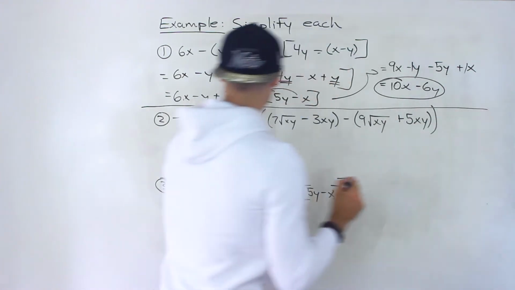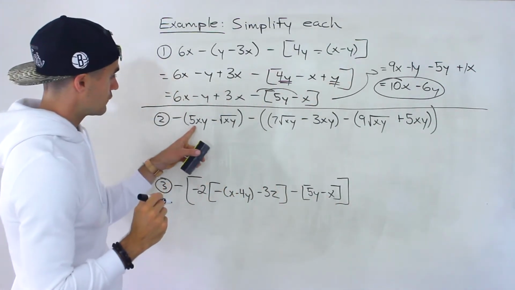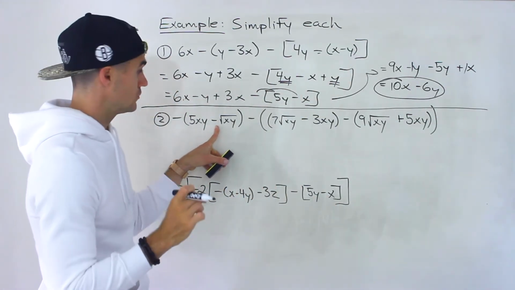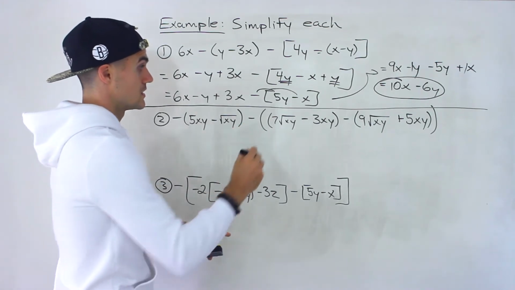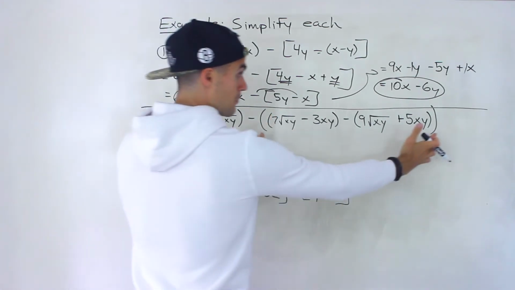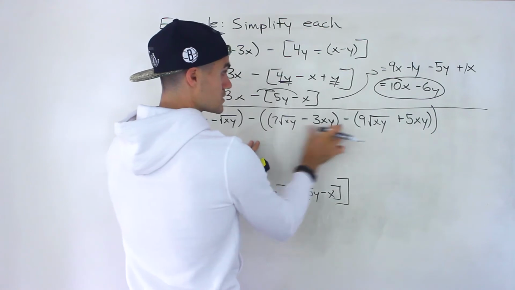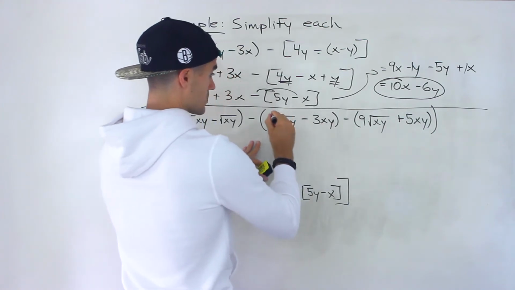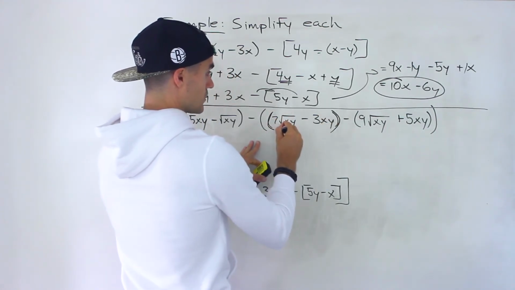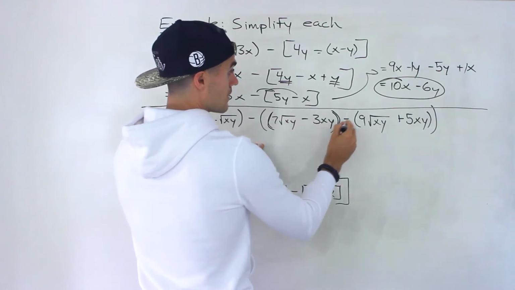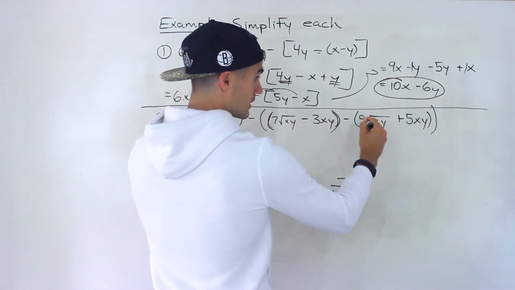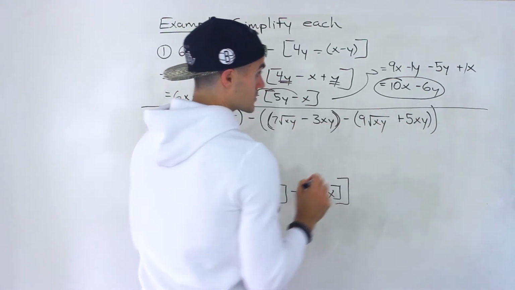Now number 2, we've got negative bracket 5xy minus the square root of xy minus bracket. We have a big bracket here, and then we've got these two expressions that are subtracting. So this expression is 7 root xy minus 3xy minus bracket 9 root xy plus 5xy.